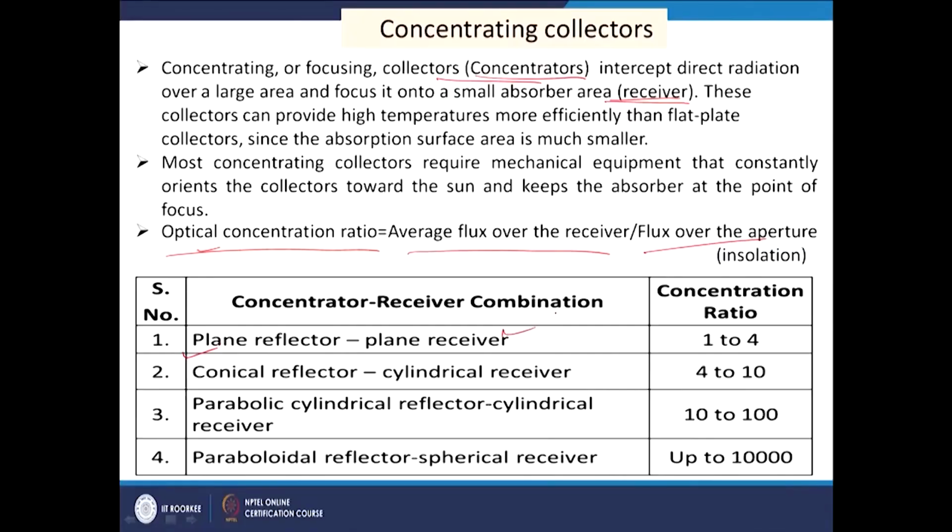Here we see that if we use a plane reflector and plane receiver, then the concentration ratio can be 1 to 4. If we use a conical reflector and cylindrical receiver, then you can get 4 to 10. If we use a parabolic cylindrical reflector and cylindrical receiver, then you can get 10 to 100, and with a paraboloidal reflector and spherical receiver, that will give us up to 10,000. So that is the maximum concentration we can get by this type of arrangement.